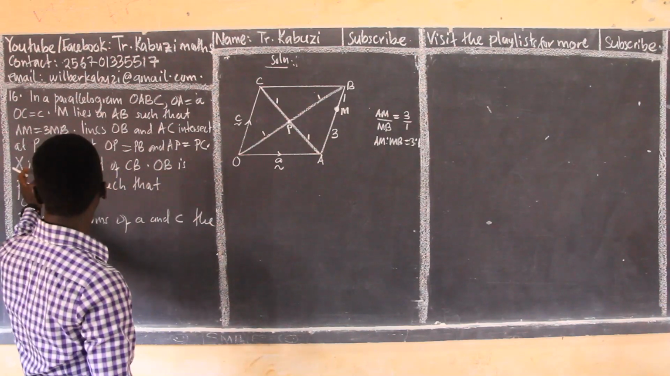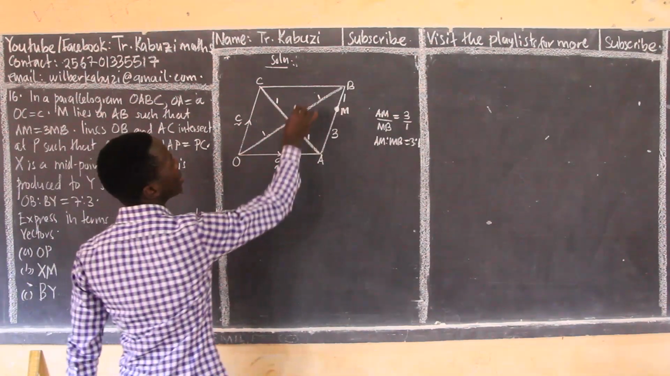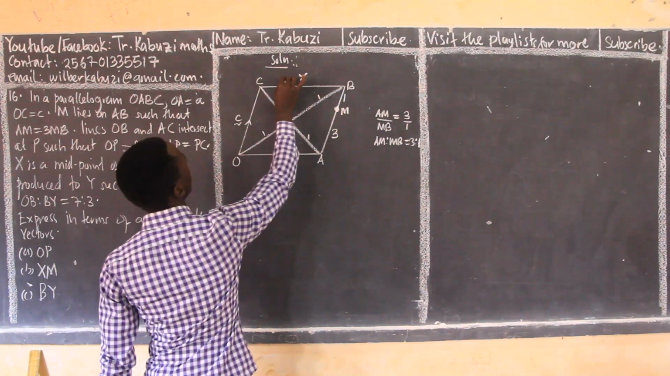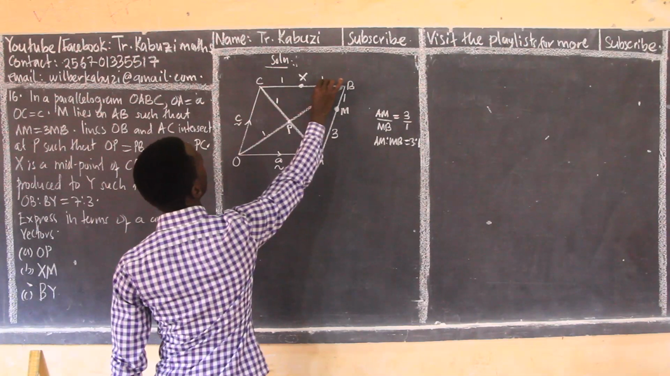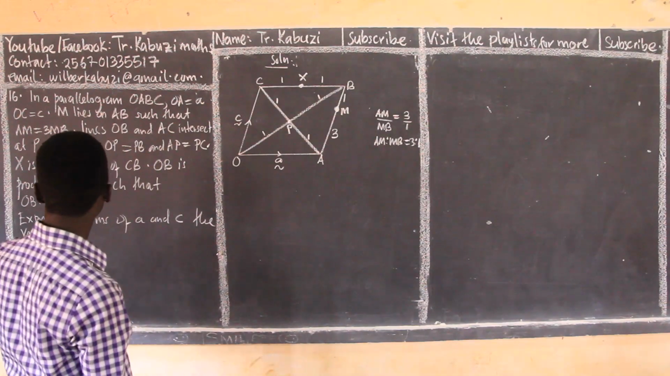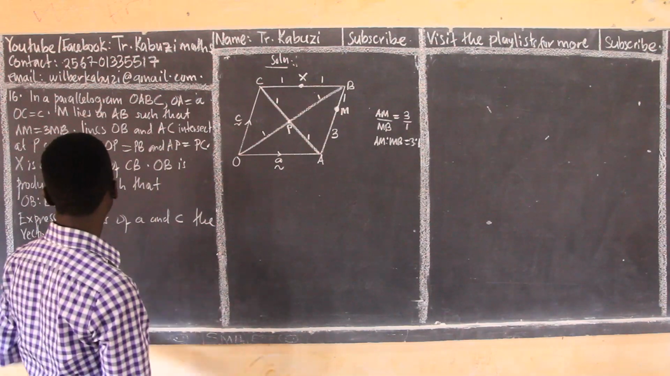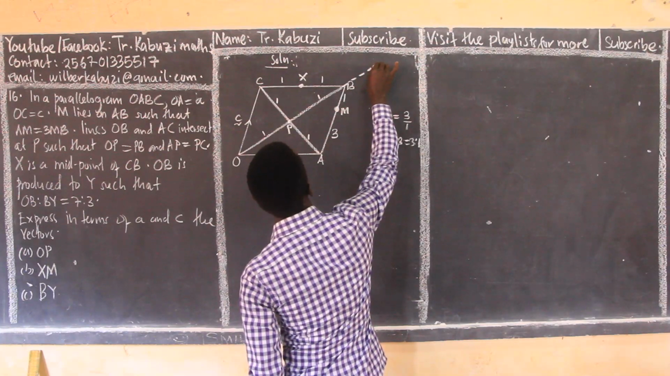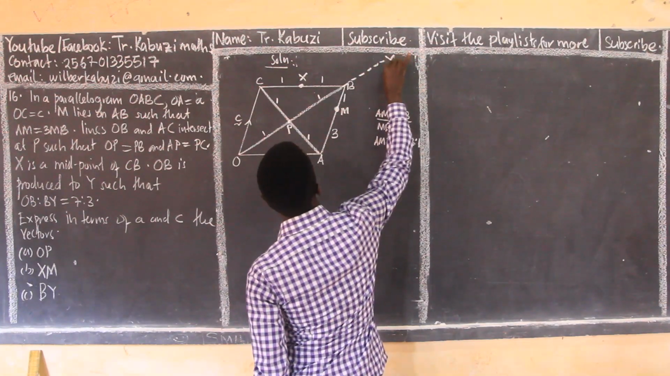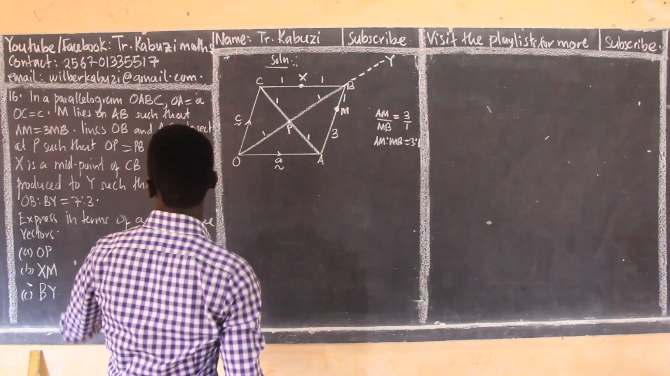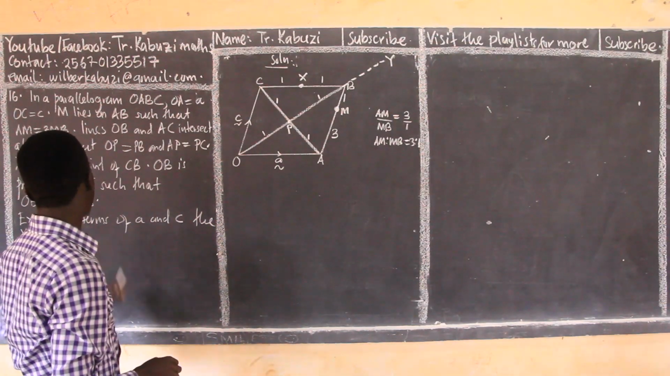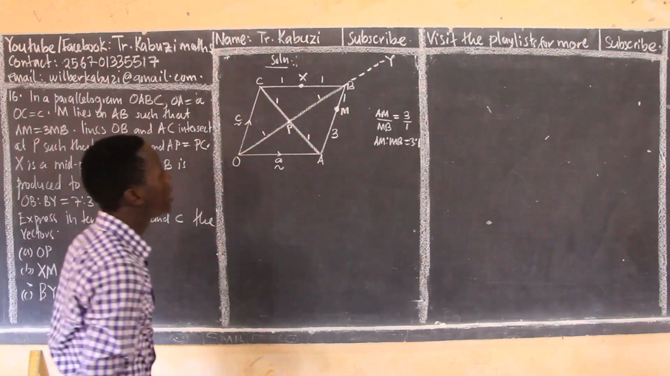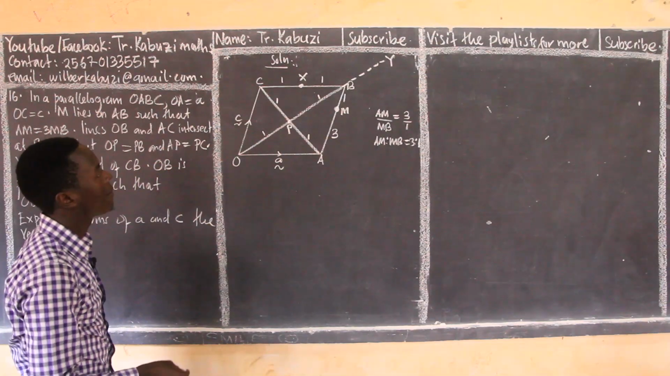They're telling us that X is the midpoint of CB. So CB is here, X is the midpoint. So this one is going to have ratio 1, and this one is also going to have ratio 1. Then they are telling us that OB is produced to Y. OB produced means we extend it this side. So that is my Y, such that OB to BY equals that. Expressed in terms of A and C, the vectors OP. So that is the simple sketch that we have there.